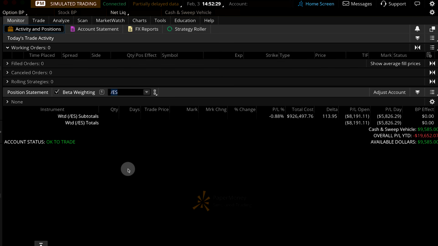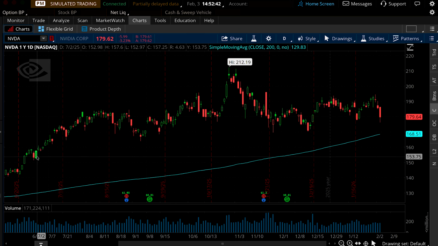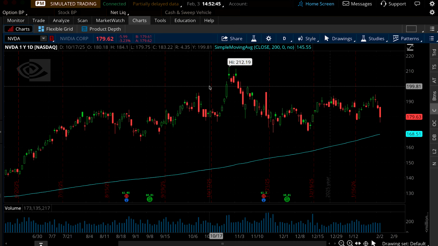To get started, let's say we're interested in trading NVIDIA. That's just an example here, not a recommendation. So we'll take a look at the NVIDIA chart. This is a 1 year, 1 day chart going back to about June of last year. We can see here up until now.